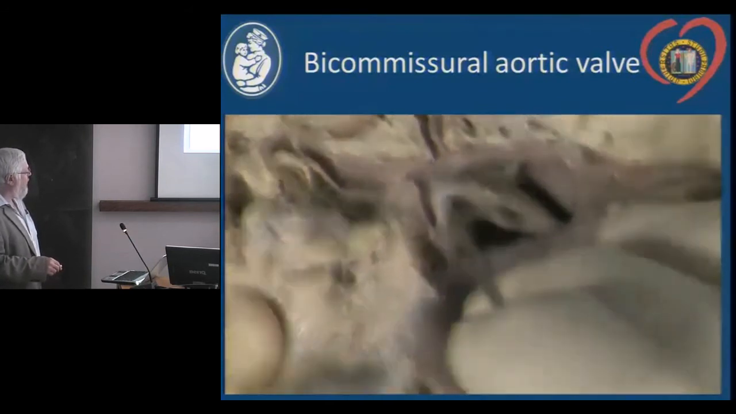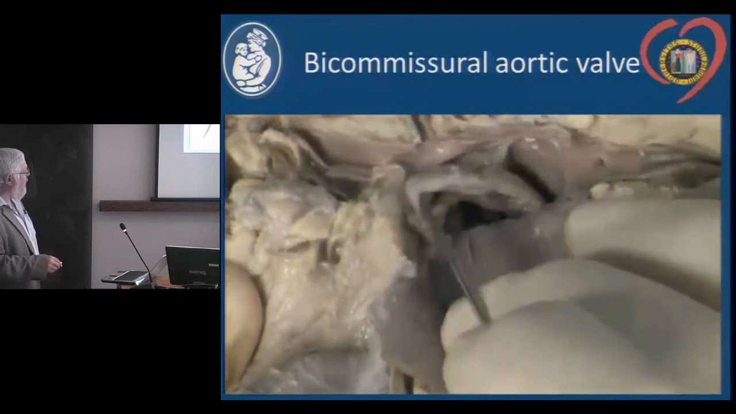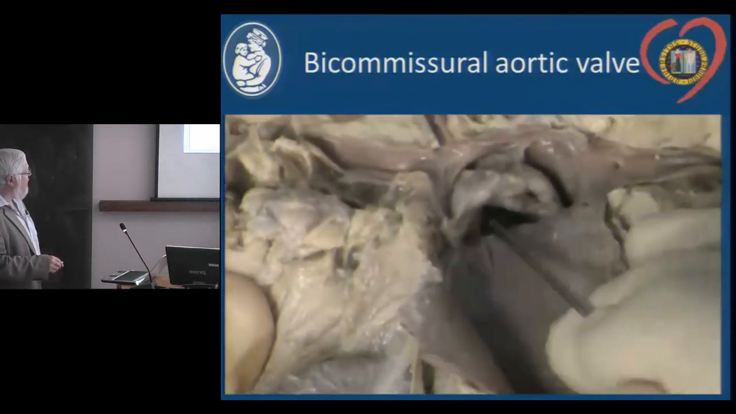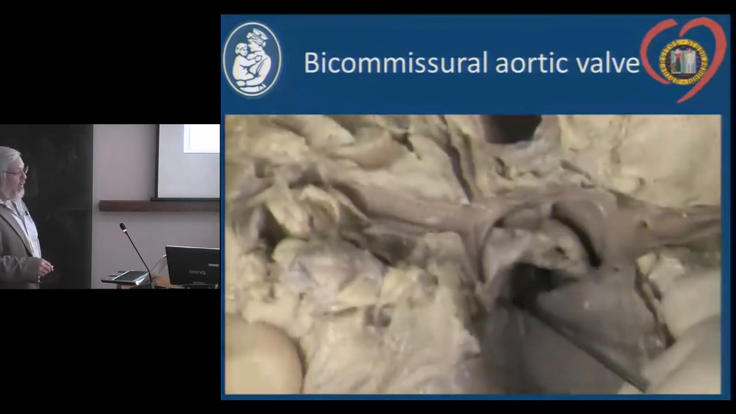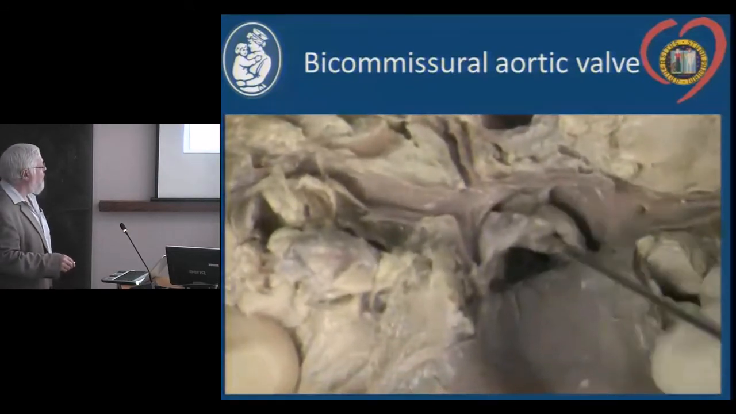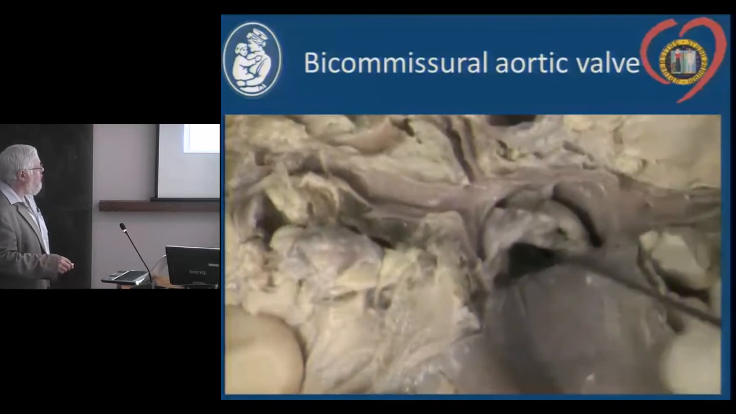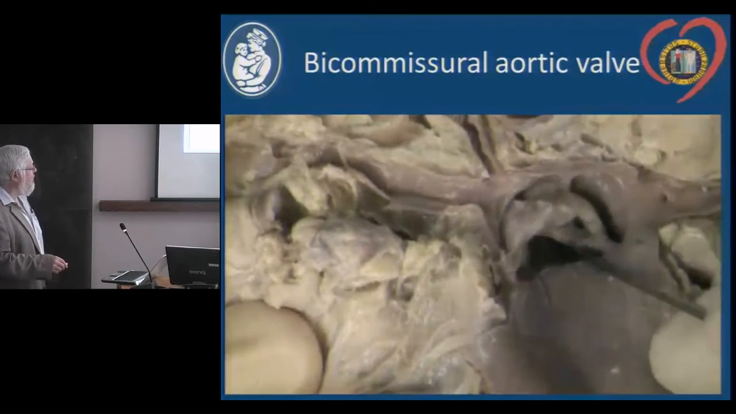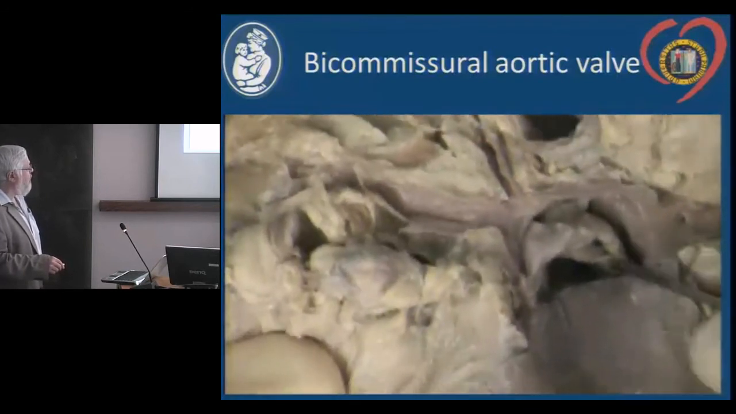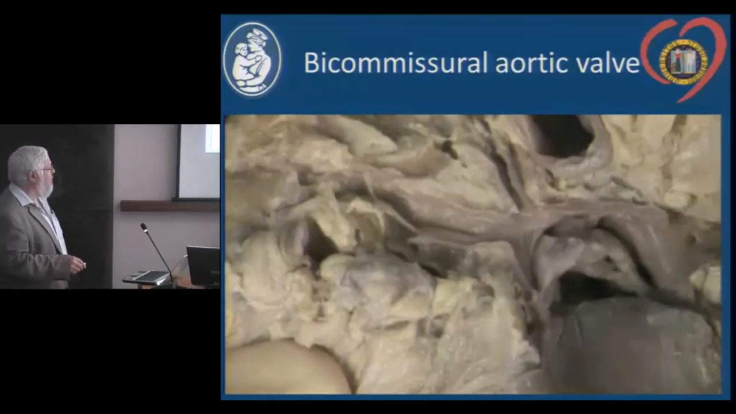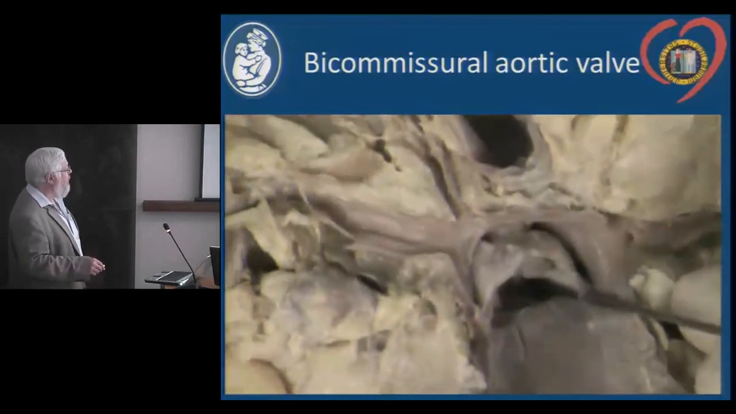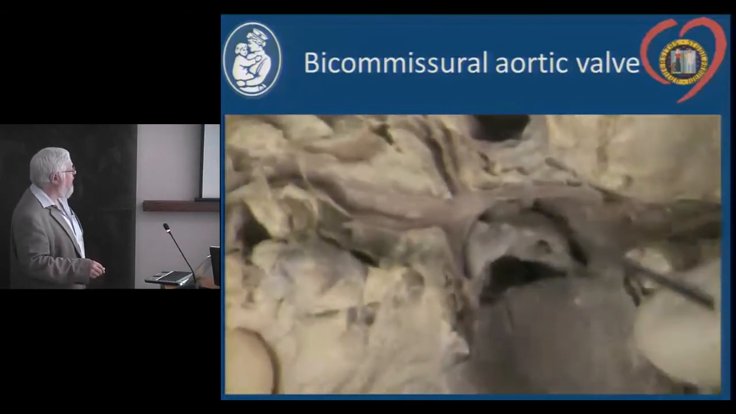And you can see that there's one commissure that's over here, right there where the probe is. That's between the left and the non-coronary leaflets. So the left non is present. Here's the commissure between the right and the non. So the right non is present in this case. And there you can see that commissure. And then the one that's missing is the most common one to be missing, and that's up here between the coronary arteries. Usually there would be a commissure here between the coronary arteries, but in this case it's missing.